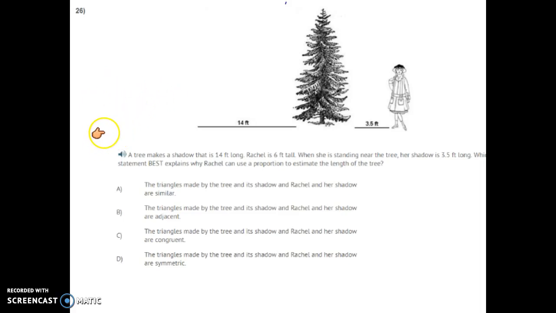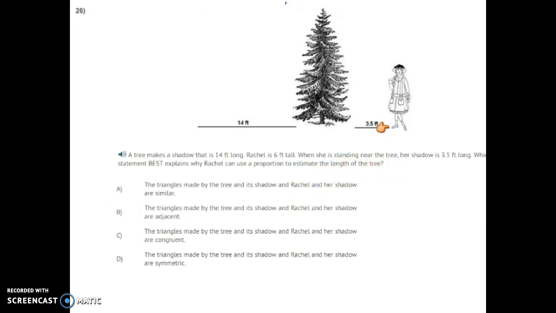It gives you a little picture here. It says a tree makes a shadow that is 14 feet long. So here's our tree, here's the shadow that it cast. Rachel is 6 feet tall. So here's Rachel, she's 6 feet tall.